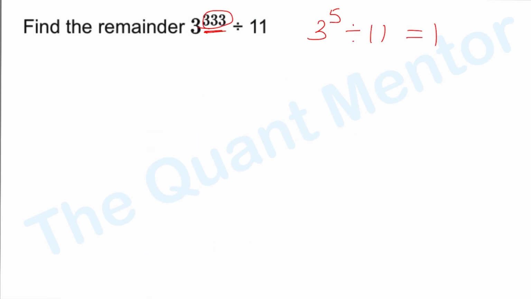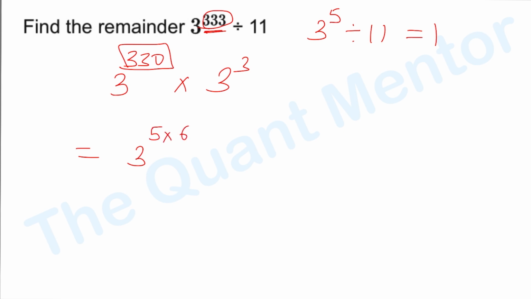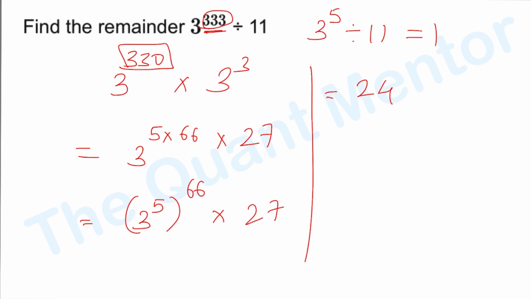Right? So what we will do next is split 3 raised to 333 into 3 raised to 330 into 3 raised to 3. And now our job is almost done because 330 is a multiple of 5. We can further break 330 as 5 into 66. So the first part becomes 3 raised to 5 into 66, which is 3 raised to 5 the whole raised to 66. And 3 cube is nothing but 27. Now, as you've seen previously, 3 raised to 5 is 243. So we have 243 raised to 66 into 27.